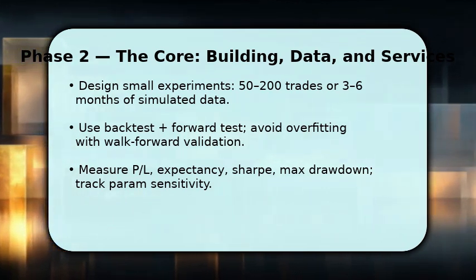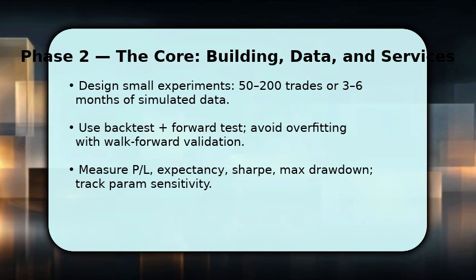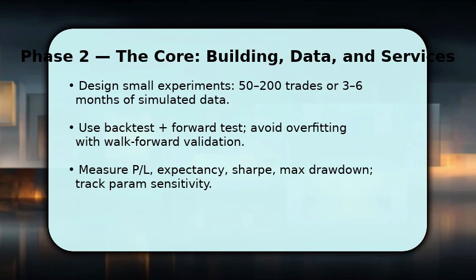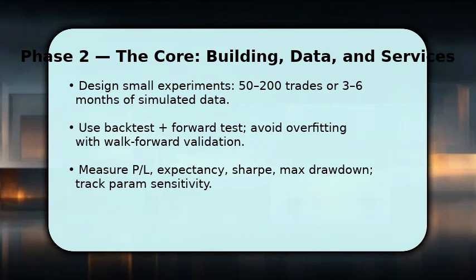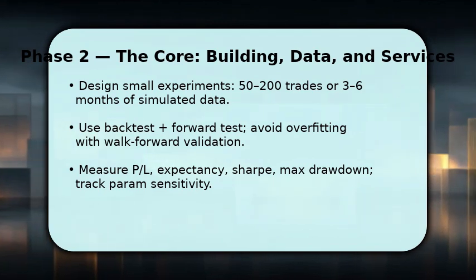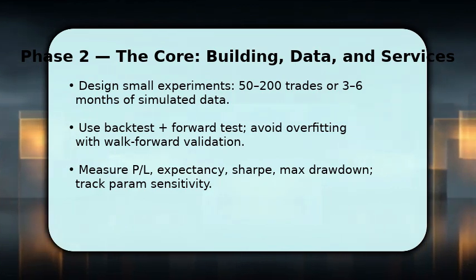Once done, evaluate P/L, expectancy per trade, Sharpe, and max drawdown. Also measure parameter sensitivity so you understand fragility. Make sure to keep experiments small, 50 to 200 trades, or a few months of paper trading, because rapid iteration exposes which signals matter and which are noise.